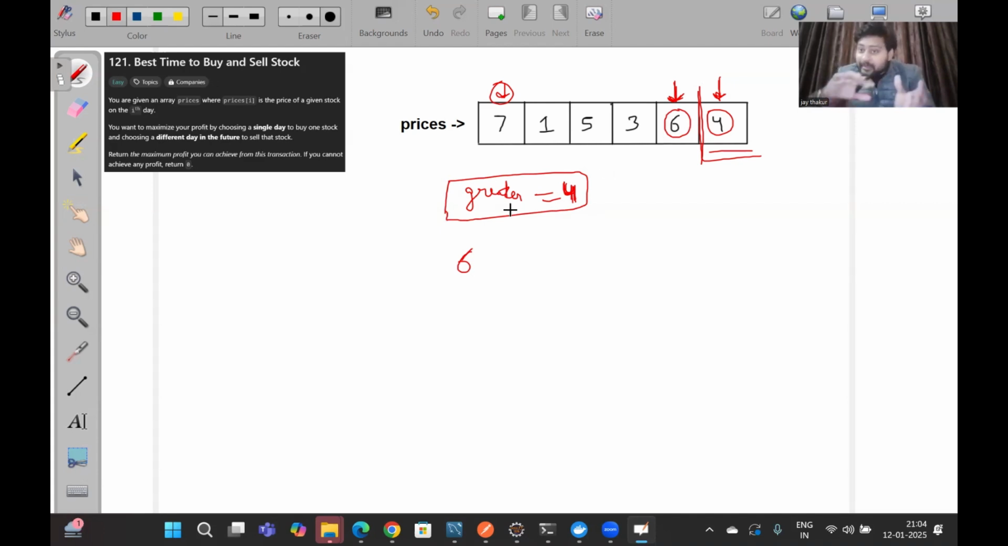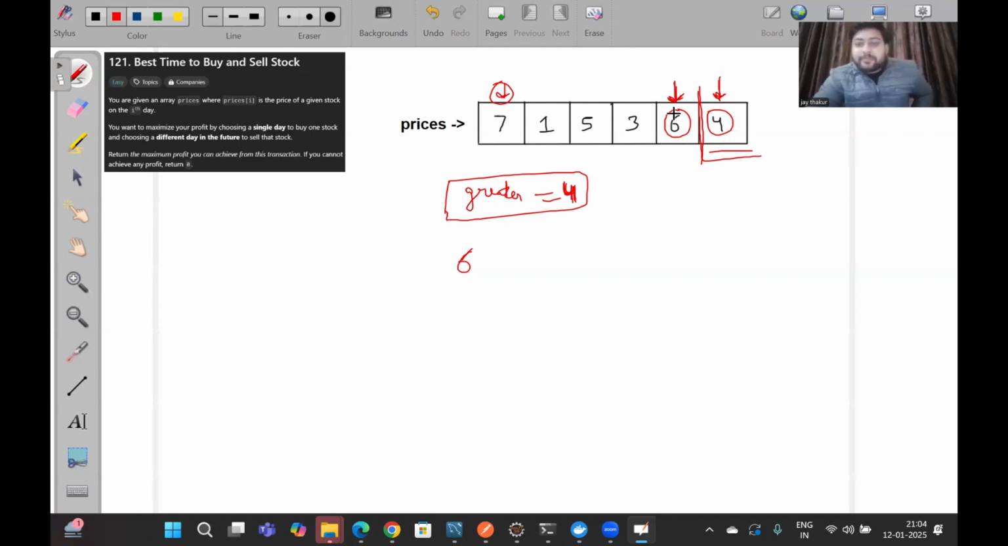So here we are simply predicting the future. We already know which is the greater element in the future, and on the basis of that we can predict what our maximum profit will be in the future. So we will try to buy on this day and maximize the profit in the future. As we can see, after this element there is no greater element than this, so it will never give you maximum profit.